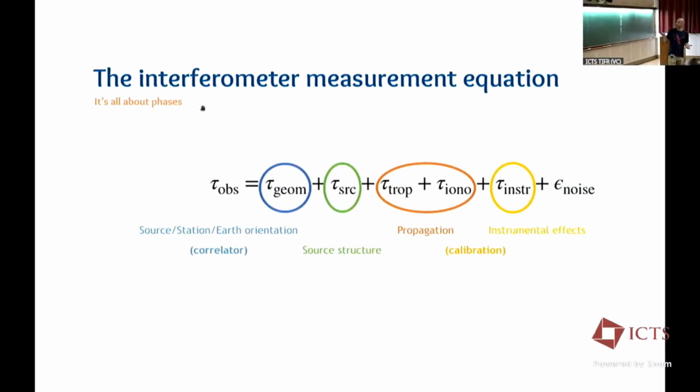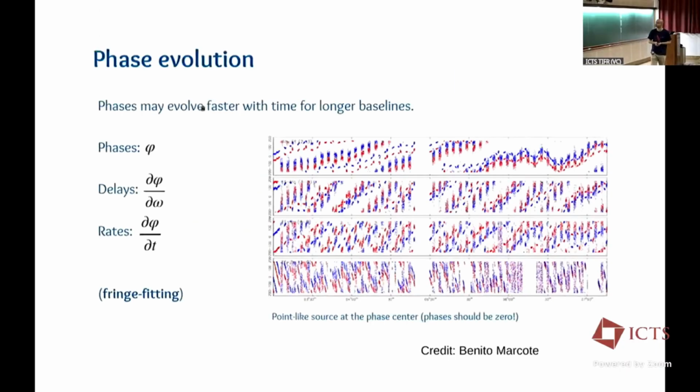Then, of course, we have the propagation effects. We have the troposphere, we have the ionosphere. All this adds, as a function of frequency, different delays, i.e. translates directly into our phases. And then we have instrumental effects, because the different parts of our observed frequency go through different electronics. All this needs to be taken care of. And of course, there's whatever other noise that we could think of.